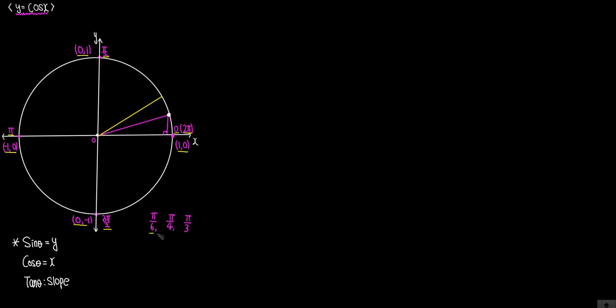So there are three types of special angles: pi over 6 radians, pi over 4 radians, and pi over 3 radians, which are 30 degrees, 45 degrees, and 60 degrees. So just like we did in our previous videos, let's say the angle rotation measurement is pi over 6 radians, which is 30 degrees.